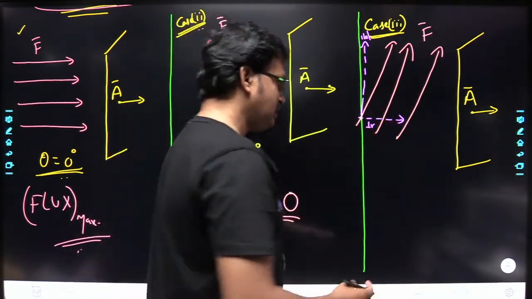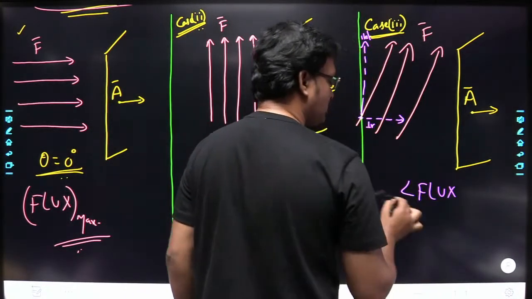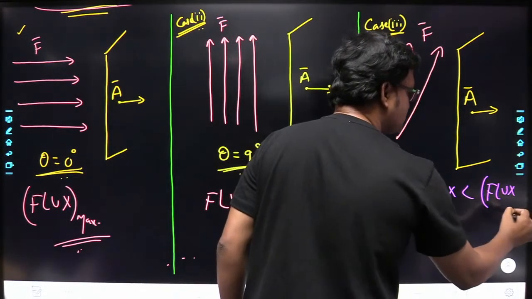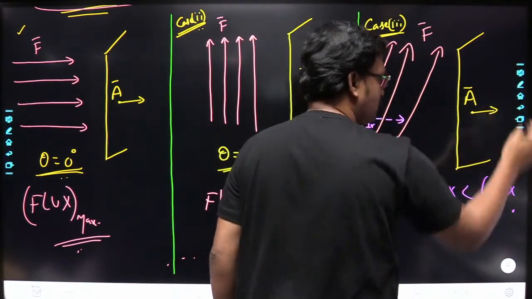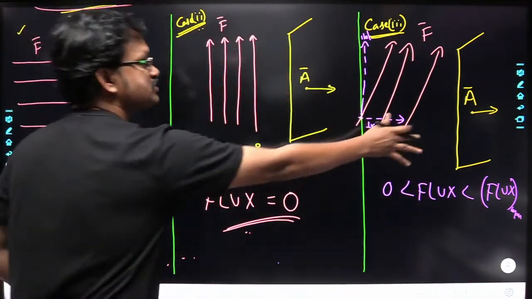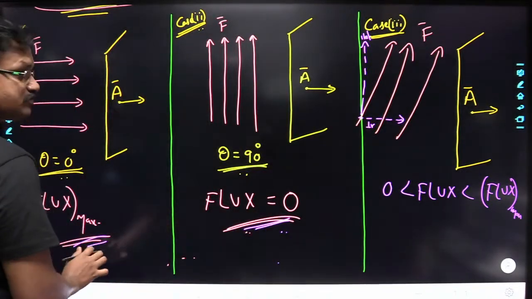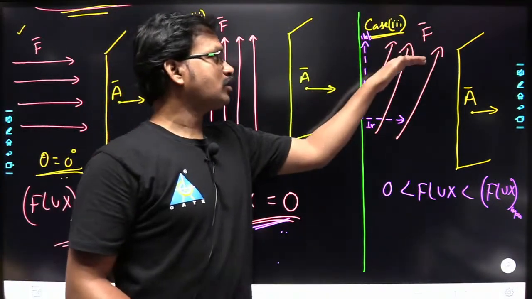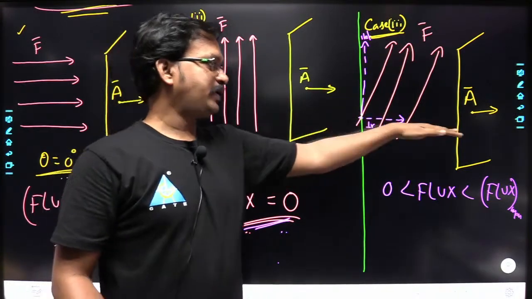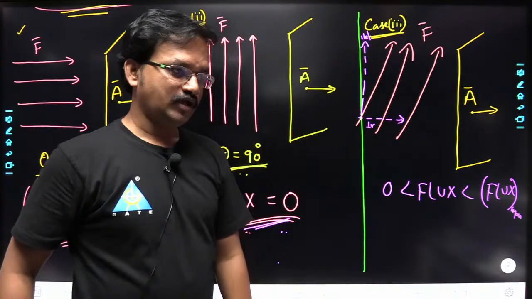That means in this case, the flux value is going to lie between 0 and the maximum flux. So the flux through this surface is going to lie between the minimum value and the maximum value. Only the component of the vector field that is perpendicular to the surface is going to contribute to flux. Yes or no here?